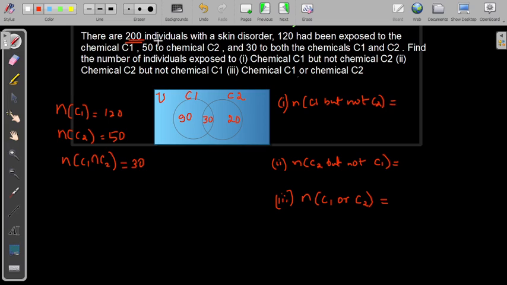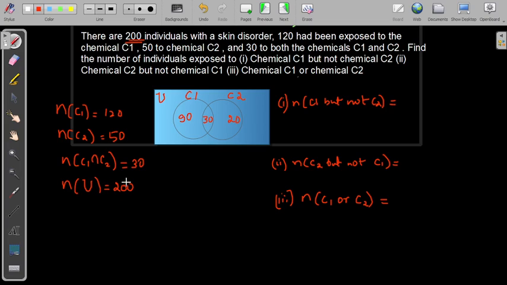There are 200 people, because a few are not exposed to any of the chemicals. So in such cases, I can't take this 200 as C1 union C2. I have to take it as n of U, n of U equal to 200.